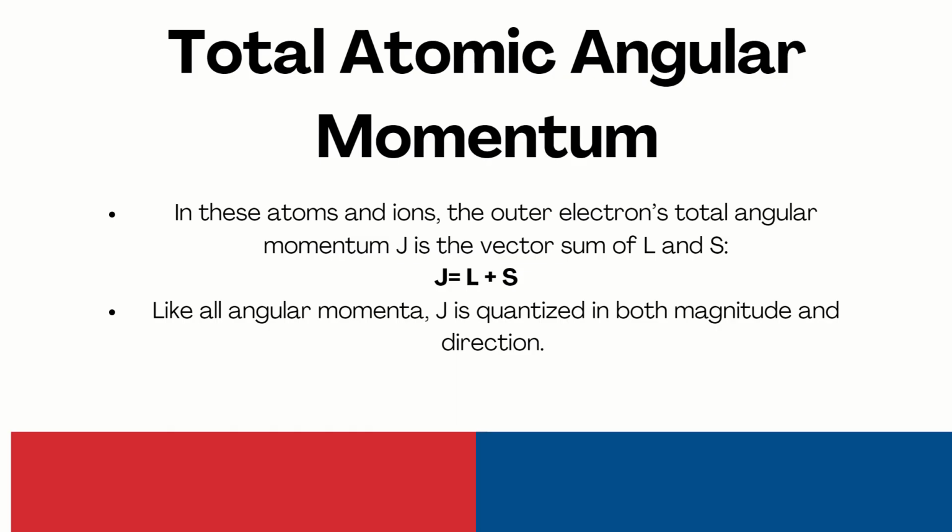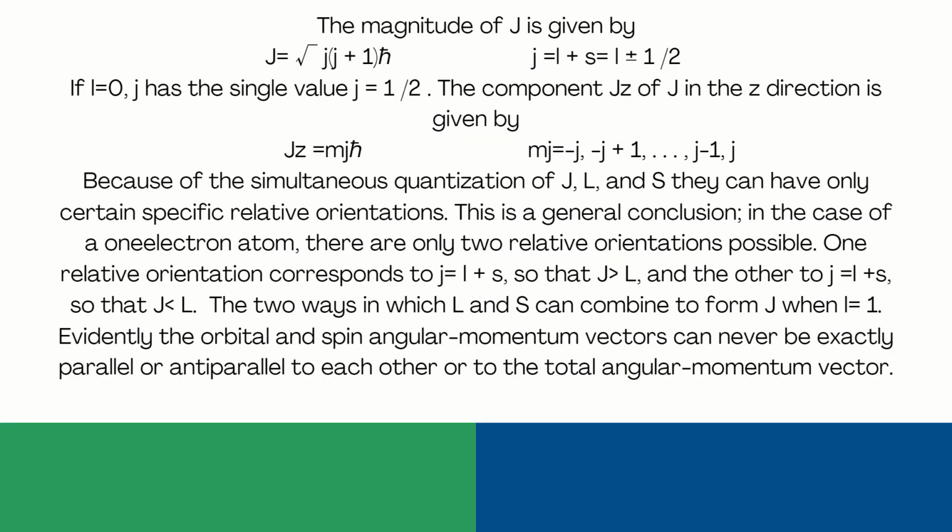In these atoms and ions, the outer electron's total angular momentum J is the vector sum of L and S. Therefore, J equals L plus S. Like all angular momenta, J is quantized in both magnitude and direction. The magnitude of J is given by J equals root of j(j+1) h cross, where j equals l plus or minus 1/2. If l equals 0, j has the single value j equals 1/2.